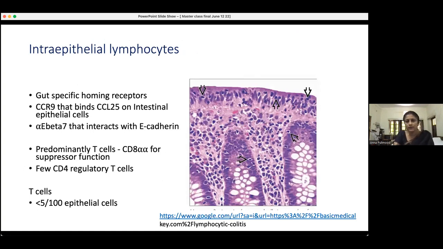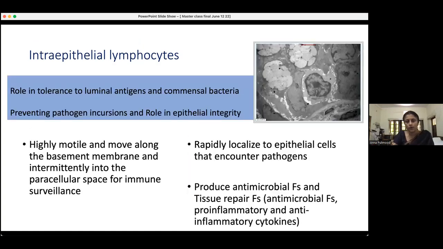In addition to the epithelial cells, you have lymphocytes in the epithelium, and the lymphocytes in the gut epithelium have specific homing receptors for the epithelium. And they're predominantly CD8 T cells with a few CD4 regulatory cells. And normally there are less than 5 lymphocytes per 100 epithelial cells. They play a role in tolerance to luminal antigens and to commensal bacteria. They also prevent pathogens from coming through the epithelium.